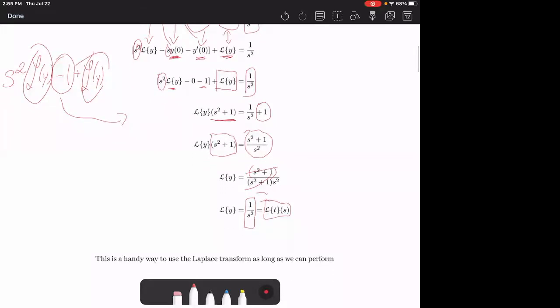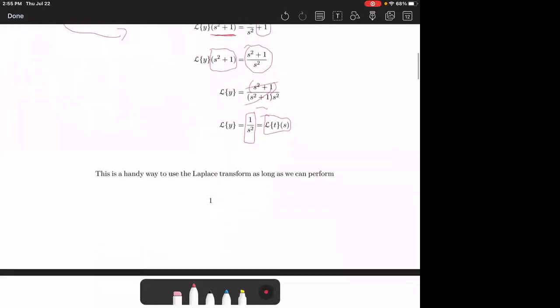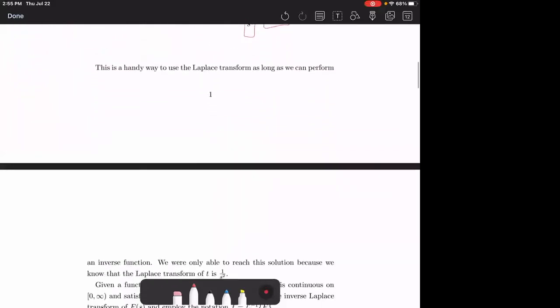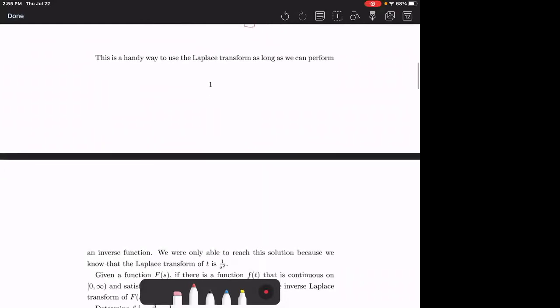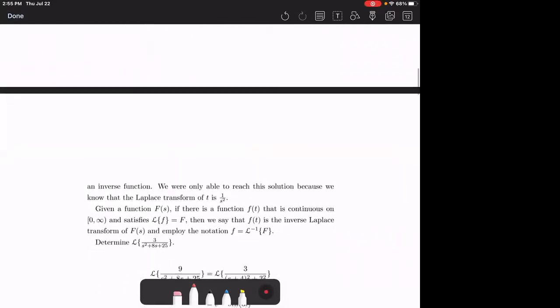Now this is a handy way to use the Laplace transform as long as we can perform an inverse function. We were only able to reach this solution because we know that the Laplace transform of t is 1 over s squared.